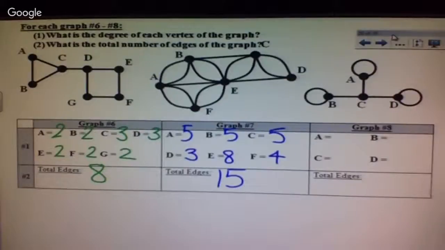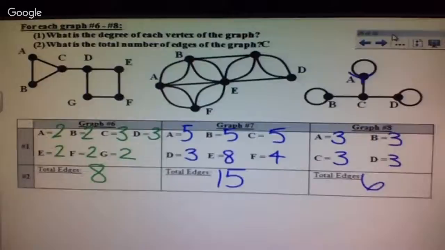A had 3. Okay, remember, 2 for the loop and then 1 for the line that goes down to C. They all have 3. Same thing with B: 2 for the loop, 1 for the one that goes to C. They all have 3. And how many total lines or edges do I have? 6 total. Okay. So let's go back and talk about the theorems we just talked about.